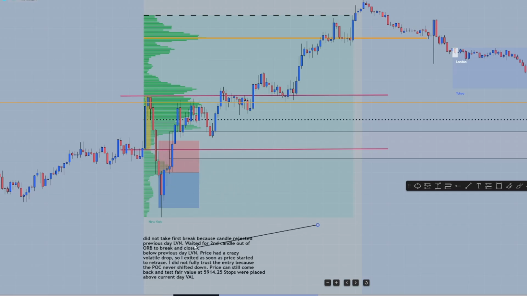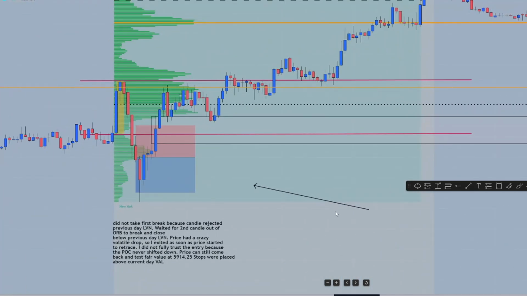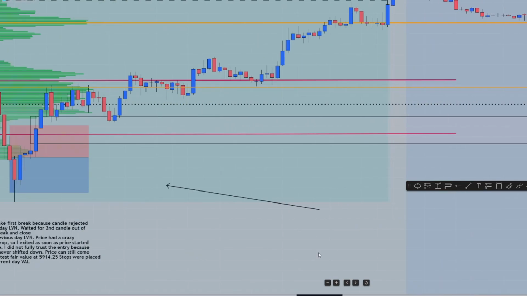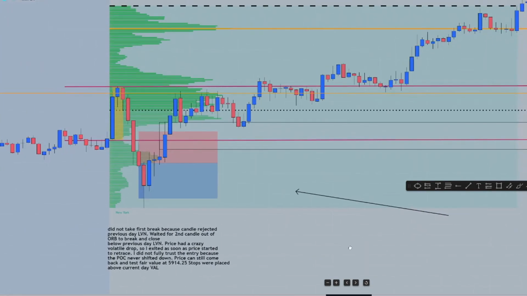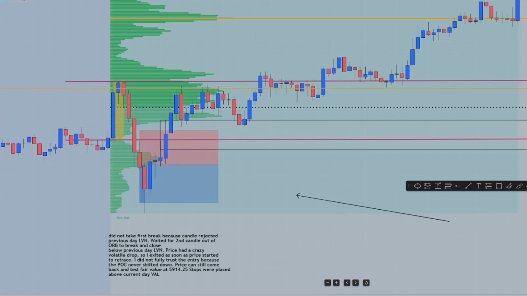So let's go back. So I waited for a second candle out of ORB to break and close. So that was this candle right here, this second candle right here. So I waited for this second candle to close before I entered this trade, right? So let's see if I can make this bigger. All right, we can work with this right now.